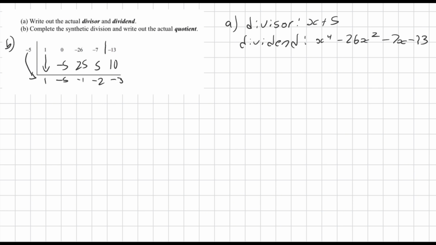So we know that whatever is going to be here is going to be our remainder because this is our constant term. And we know that if it can't equal 0, then it hasn't been divided perfectly. So there's going to be a remainder left.